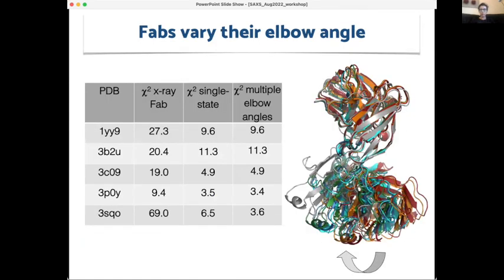Now the problem is actually antibodies. Here we only use the FABs. And you can see that if we take the X-ray structures, it doesn't fit completely. This is 5 different FABs, and the chi-square is very high. Now what we can do is move the domains of the FAB relative to each other like that. It's called changing the elbow angle of the FAB. And this improves quite significantly. Here you can see the chi-square becomes better, but it is still very far from what it should be.